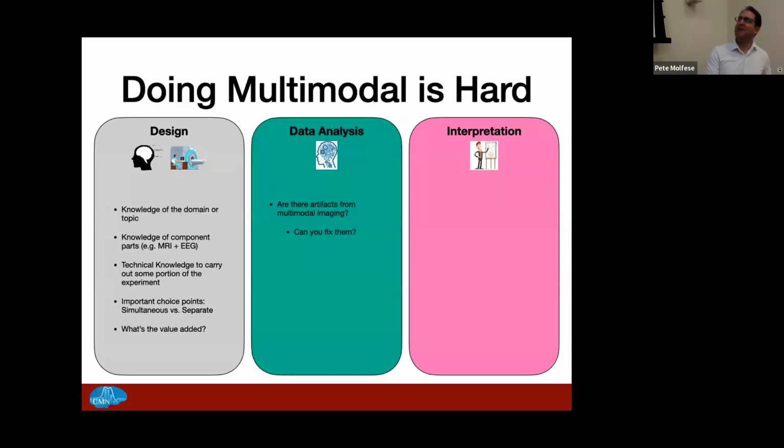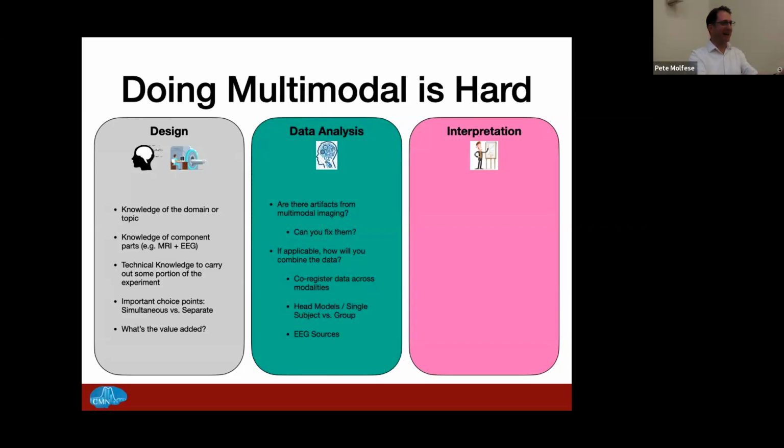Okay, additional questions for data analysis are, how will you combine the data? You can take out the artifacts all you want, but if at the end of the day you've got a file drawer of behavioral data, and an EEG computer, and an MRI computer, how am I going to make sense of those? Am I just going to pull up all of the data and stare at it?